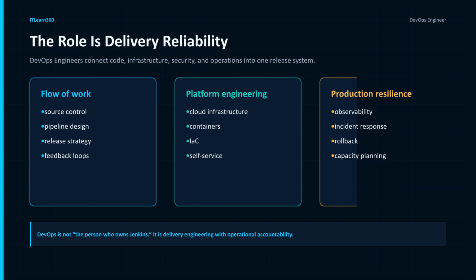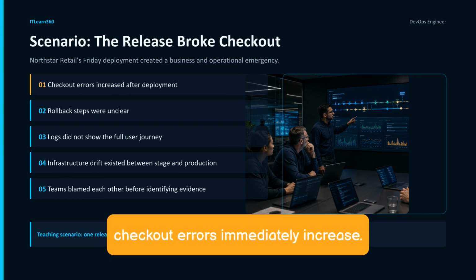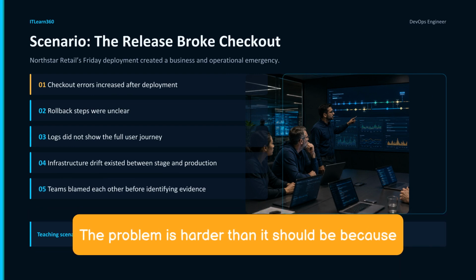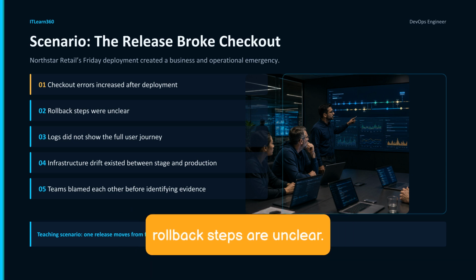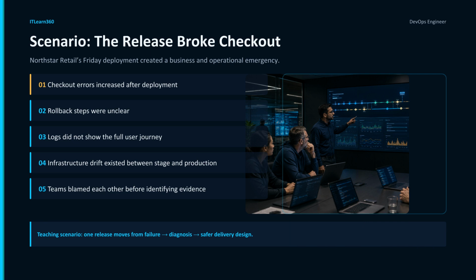North Star's checkout incident gives us one release where code, infrastructure, monitoring, and team process all break at the same time. North Star Retail deploys a Friday change, and checkout errors immediately increase. The problem is harder than it should be because rollback steps are unclear. Logs do not show the complete user journey, infrastructure differs between stage and production, and teams begin blaming each other before establishing evidence. This is a strong DevOps scenario because the failure is not only a coding problem, it is also a delivery system problem.